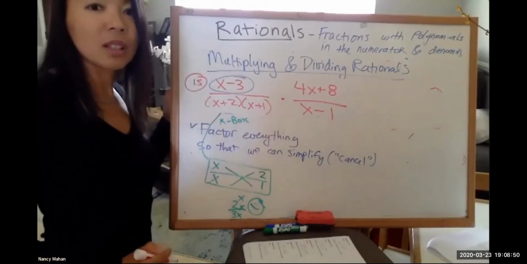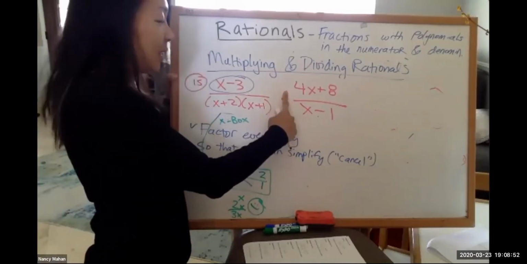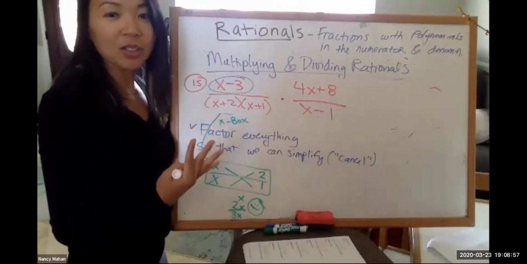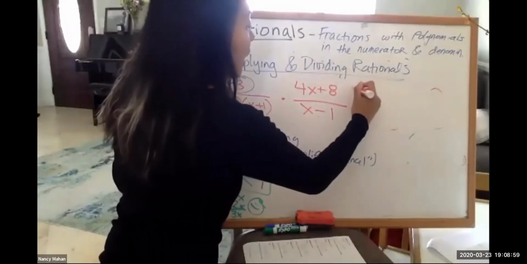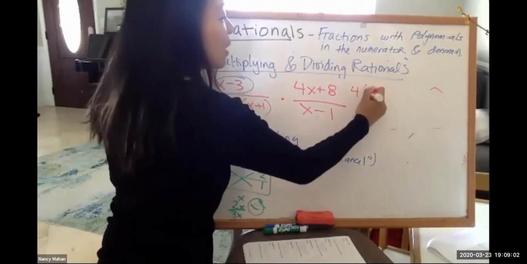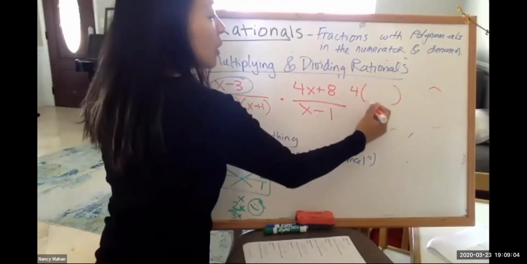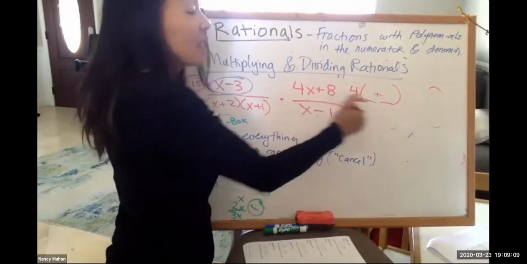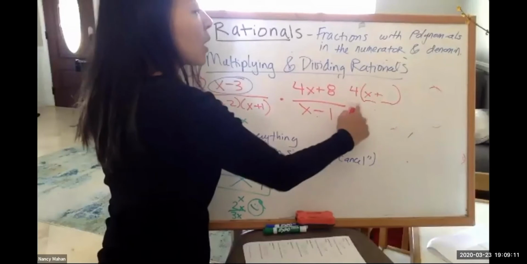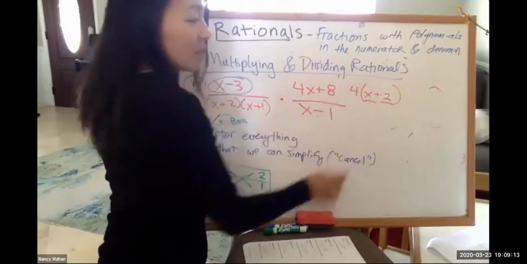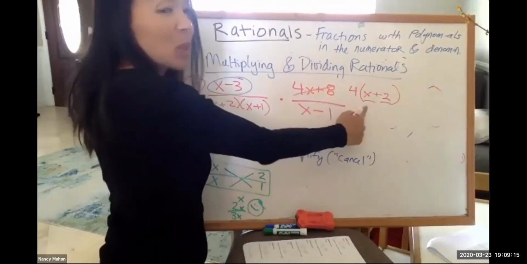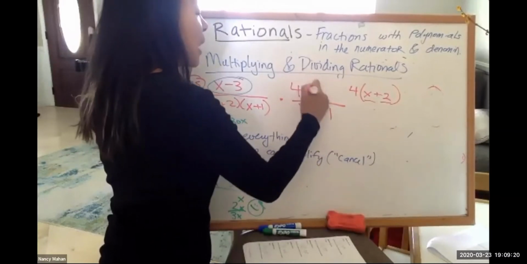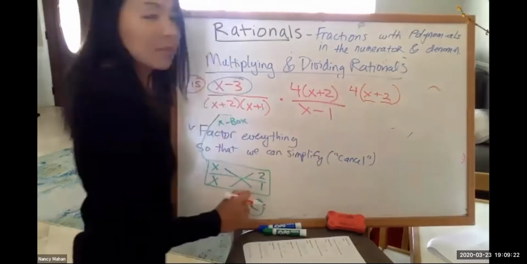Can I factor this guy? I sure can. The GCF of the two terms is 4. So if I factor this, I get 4 on the outside, and inside is blank plus blank. 4 times what will give me 4x? x. 4 times what will give me 8? 2. So when I factor that, I replace it with 4 times x plus 2.